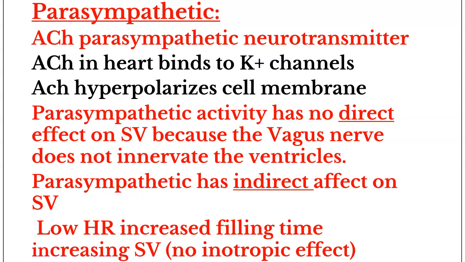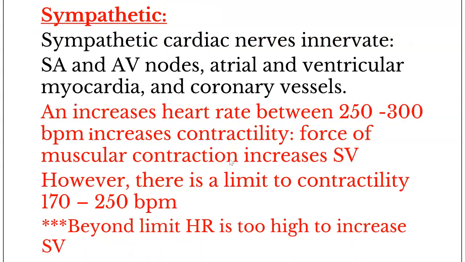Parasympathetic innervation has an indirect effect on the stroke volume. Low heart rate increases filling time, increasing the stroke volume. So you should be able to explain the differences between parasympathetic and sympathetic activity on the heart.